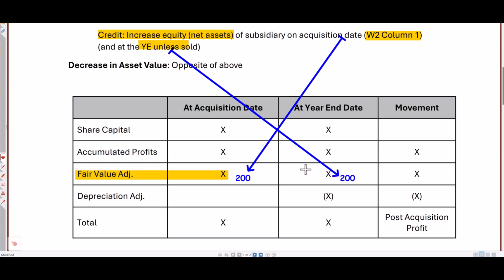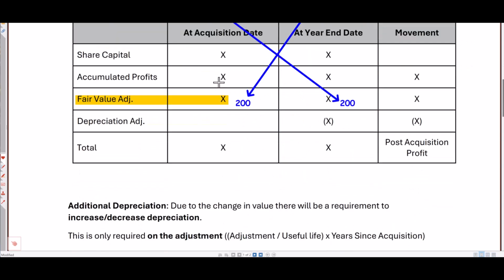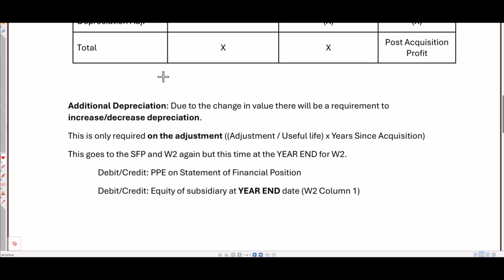Okay, so that is a fair value adjustment. We are adjusting the asset from its value in the subsidiary financial statements up to fair value. However, if you think about it, if we've increased the asset, that is going to have an effect on depreciation. So we are going to have additional depreciation in our example, due to the change, an increase, or a decrease if it was a decrease in the asset. Now this is only required on the adjustment. So the adjustment divided by the useful life times the number of years since the acquisition.